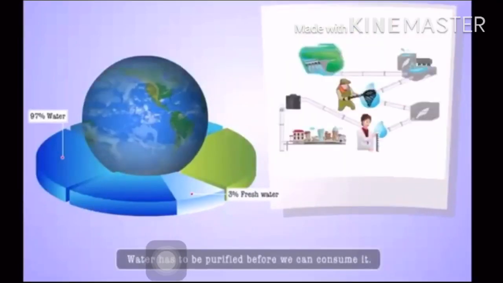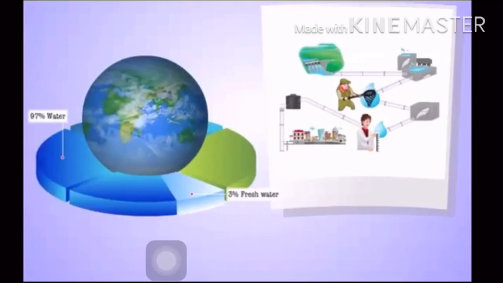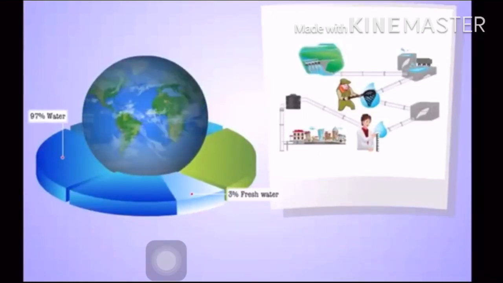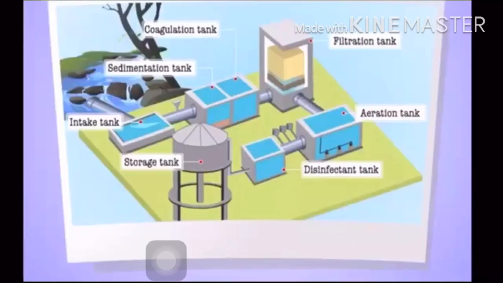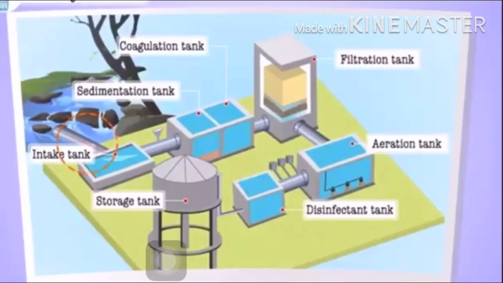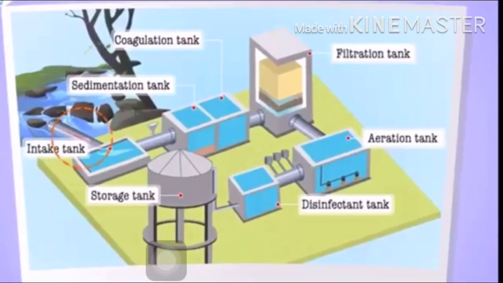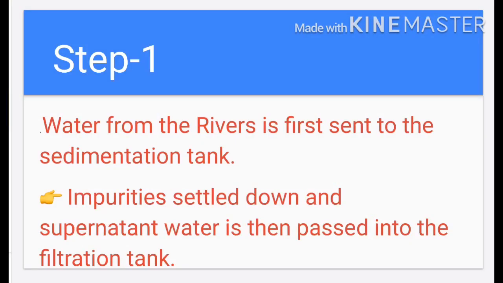So, large scale purification is done before the water reaches our home so that we can drink purified water. So, let's see the water purification process. Firstly, the water from the rivers reaches the sedimentation tank through the inner pipes. So, the first step is the water from the rivers is sent to the sedimentation tank. In the sedimentation tank, the impurities settle down and the supernatant water is then passed into the filtration tank.